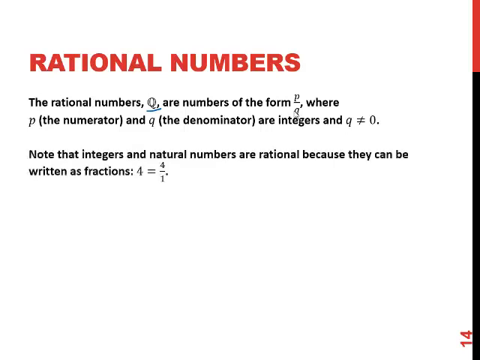Now, one thing to note is that so far all of the groups have included all the numbers before them. So integers include all of the whole numbers, and that includes all the natural numbers. The integers are also included in the rational numbers because we can write integers such as 4 as 4 over 1. And so these are included in the rational numbers. They don't have to look like a fraction. They just have to be able to be written like a fraction. 4 could also be written 8 over 2. So it's a rational number.